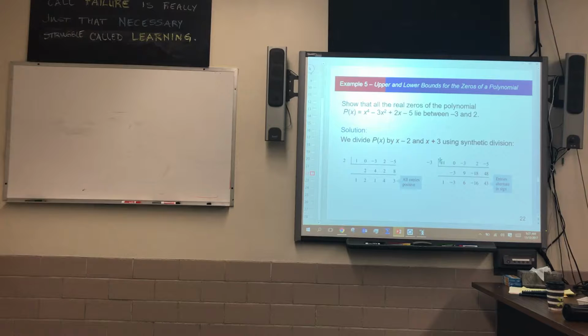Okay. Then they try -3. They recognize when we do that division, we get alternating signs. So because of alternating signs, it tells us that -3 was a lower bound. So then I know that I don't have to choose any values that are to the left of -3 to be a 0, or to the right of 2 to be a 0. Okay?